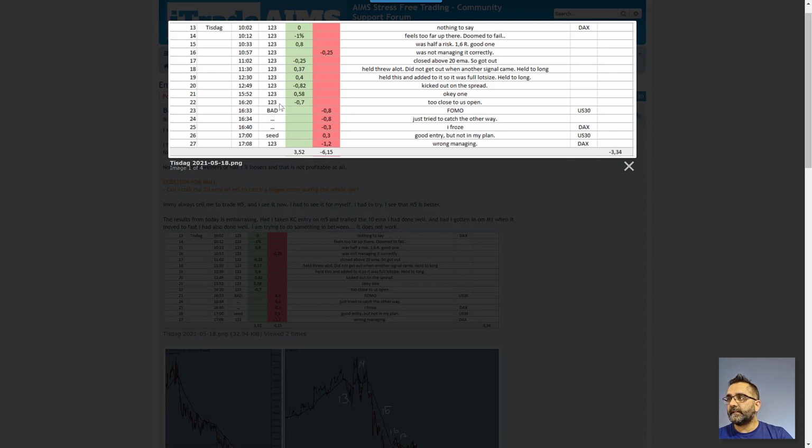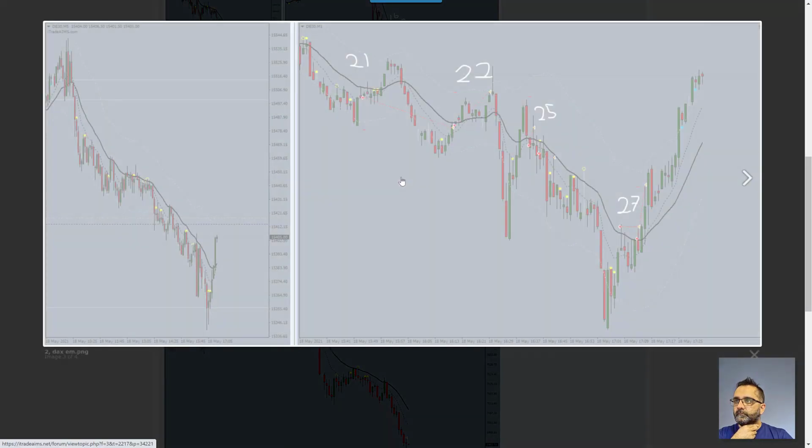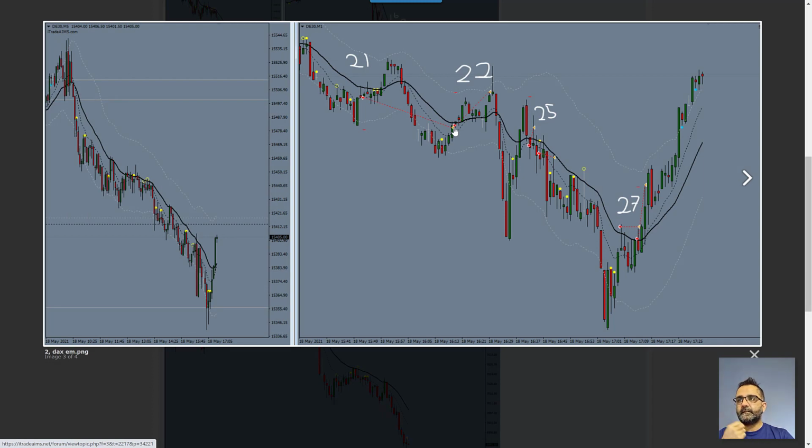1, 2, 3, so that's the setup. Too close to US Open. Yeah, true. That was a sell. But I think that's too much anticipation here. You are not waiting for a confirmation. So when you were short here, you should have waited for this to happen and then actually gone short here. You have a nice outside candle.